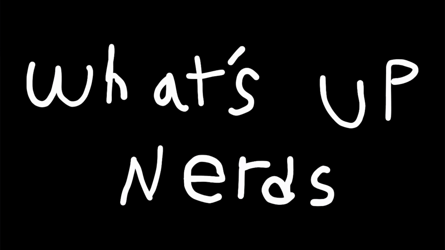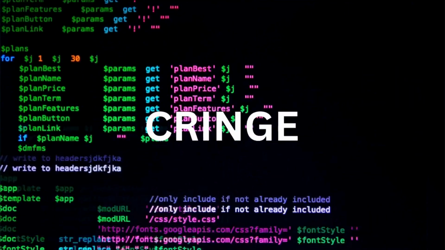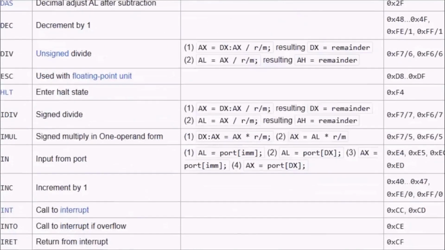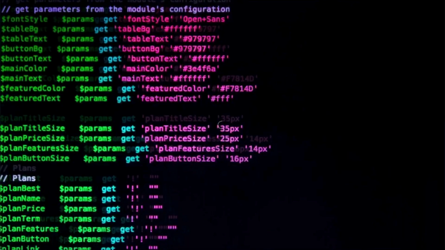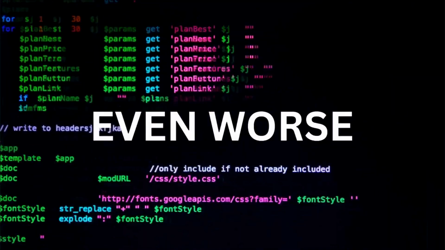What's up, nerds? Programming is cringe. I mean, why do you need to write all these letters and words? This isn't English class. So I thought, let's make programming even worse, and introduce everyone's favorite subject, math.